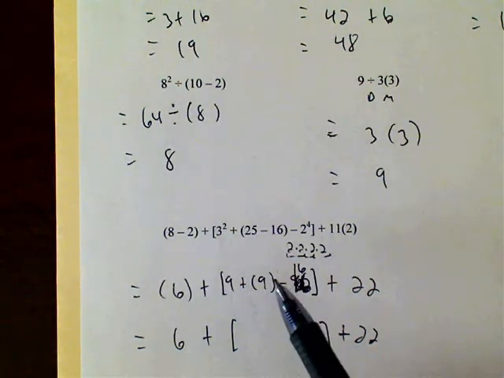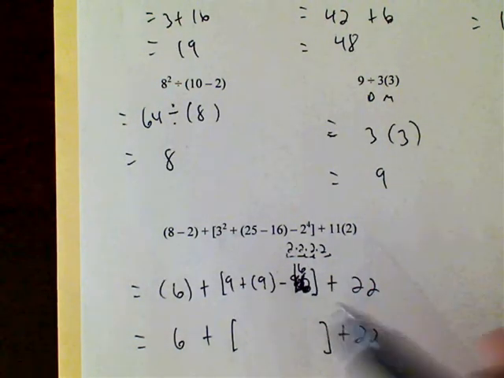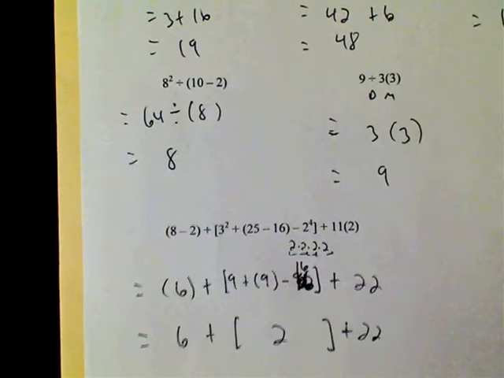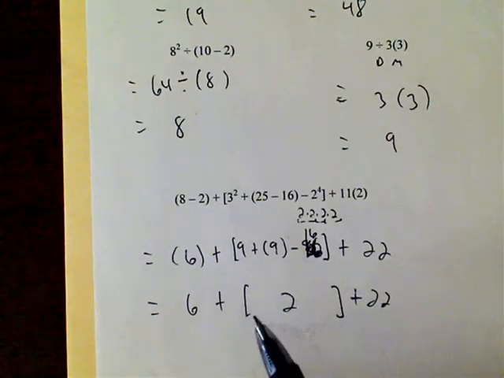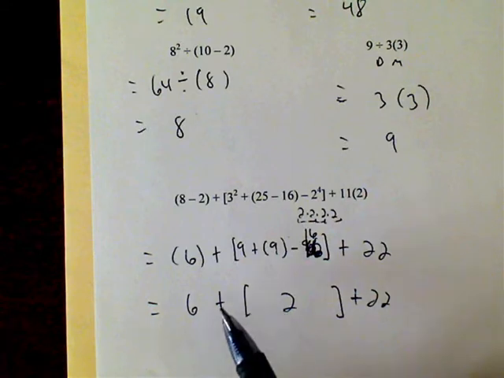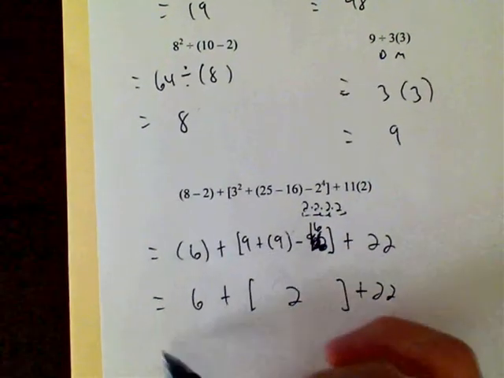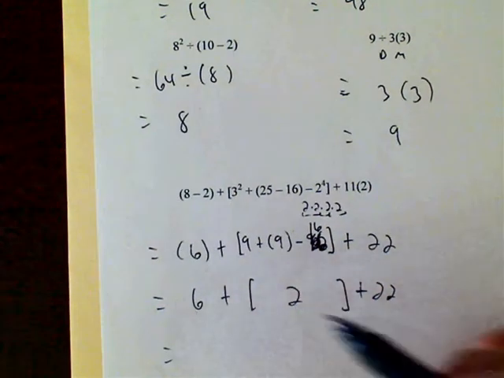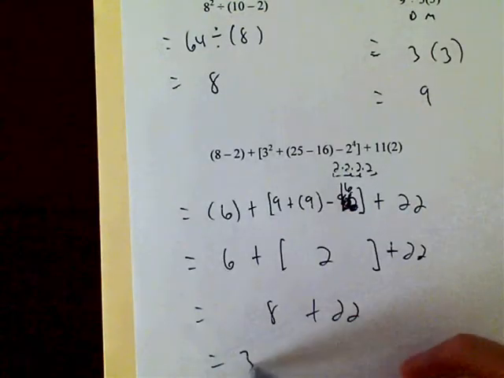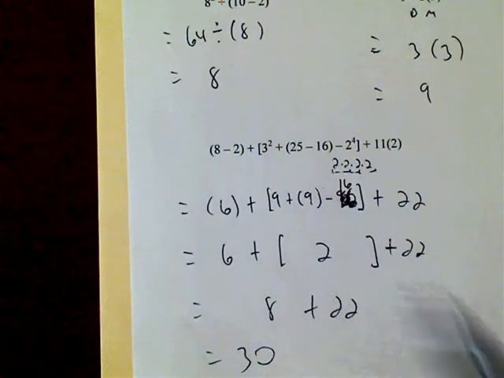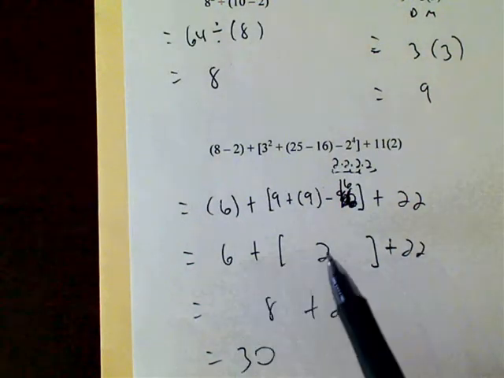9 plus 9 is 18. 18 minus 16 is 2. Once I have that single number inside the brackets, those brackets don't mean anything because the plus sign takes precedence, and all it means is taking 6 plus 2, which is 8, and 8 plus 22 is 30. I could have done all that at once. 6 plus 2 is 8, 8 plus 22 is 30.